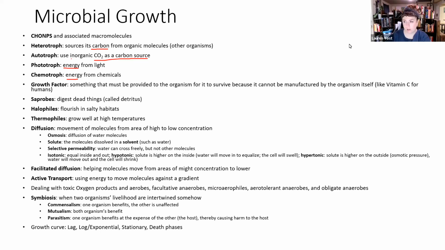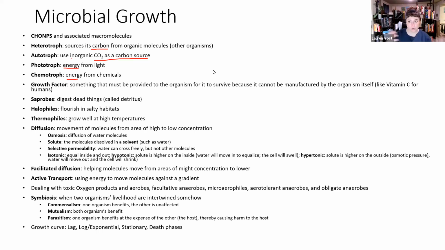Anyways, breaking down some chemicals to harness the energy that we get from that breakdown into another kind of chemical we can use for other things in the cell. That's the idea with the chemotroph. Okay, so that's heterotrophs, autotrophs, phototrophs, chemotrophs. So a photoautotroph is something that uses energy from light and the carbon is inorganic, CO2. So that's like plants, right?